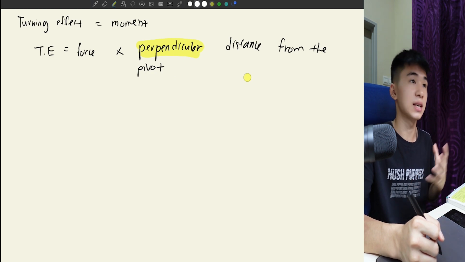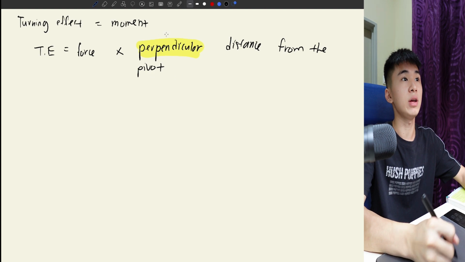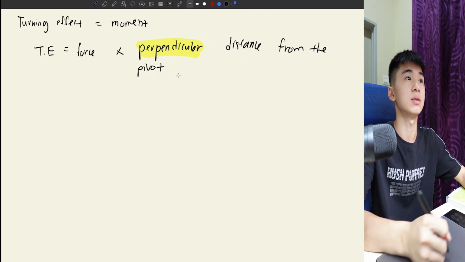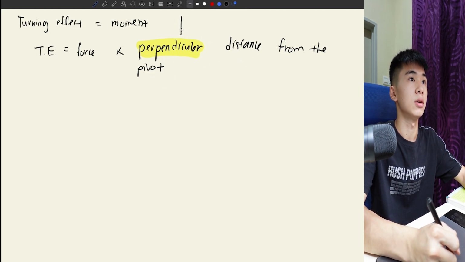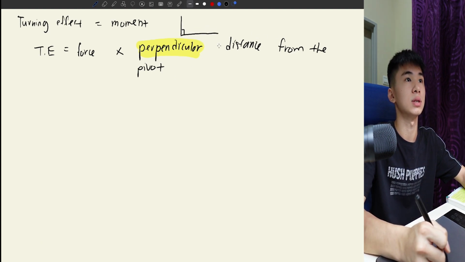Okay, the most important thing is what I've realized is that most people did not realize the word perpendicular distance, and they tend to calculate the wrong turning effect. So it's very important that perpendicular distance, which means 90 degree, which is right angle, perpendicular distance from the pivot. Okay?